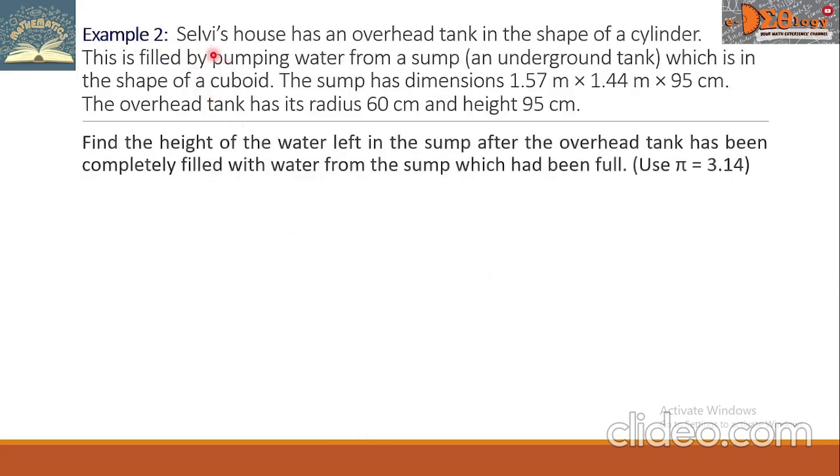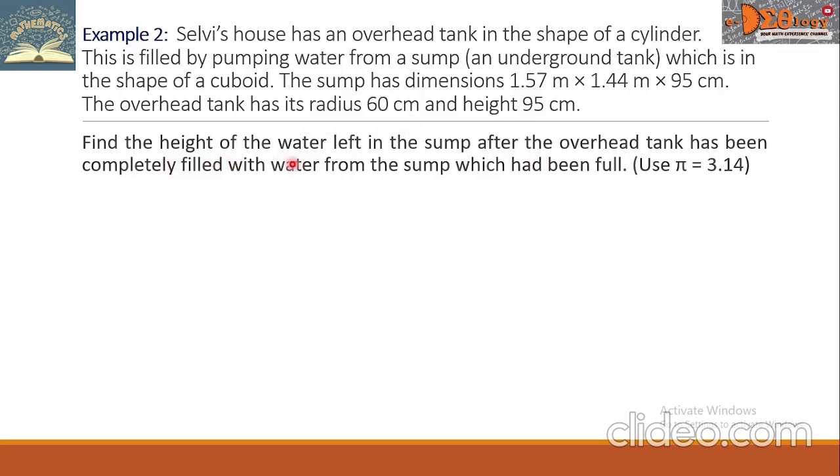Example 2. Selvy's house has an overhead tank in the shape of a cylinder. This is filled by pumping water from a sump, an underground tank, which is in the shape of a cuboid. The sump has dimensions 1.57 meters times 1.44 meters by 95 centimeters. The overhead tank has its radius 60 centimeters and height 95 centimeters.